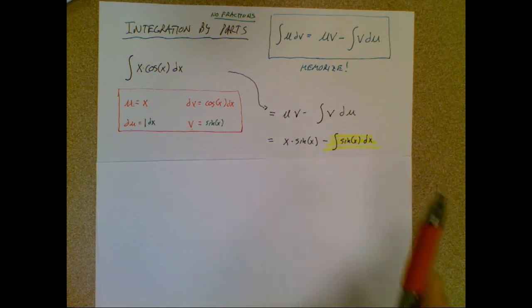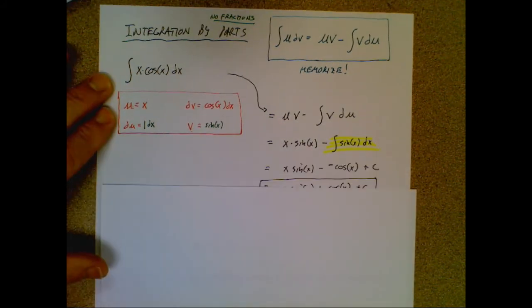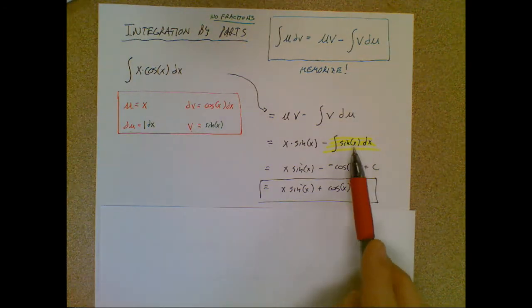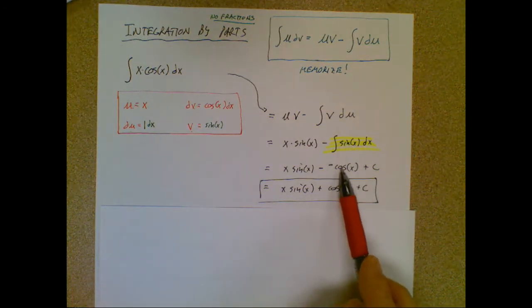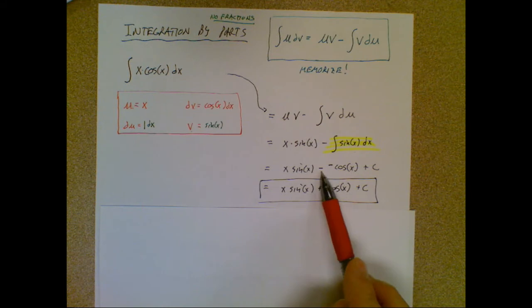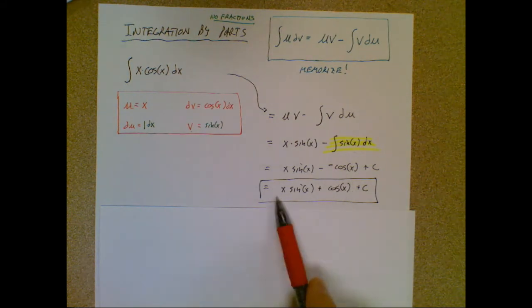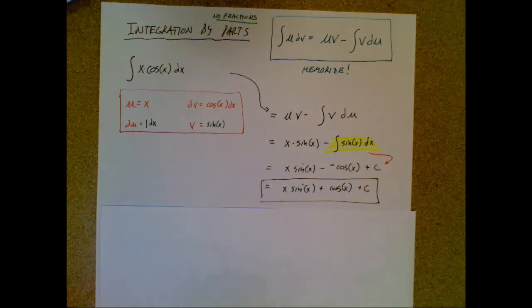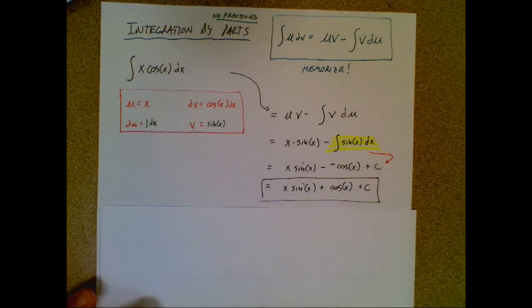You know the antiderivative of sine of x very, very easily. You have to be super careful because there's some negatives floating around. But the antiderivative of sine is negative cosine. That negative was still there. This ends up being my final answer. Notice when I did that antiderivative, I remembered to do the plus c.